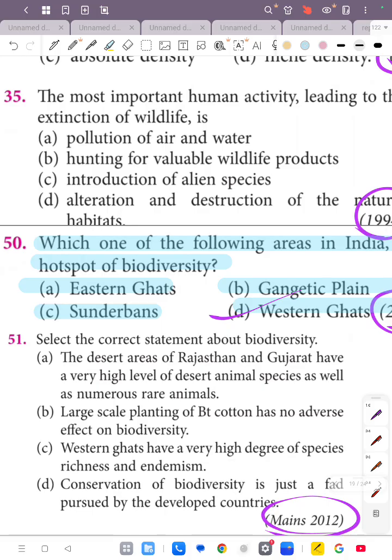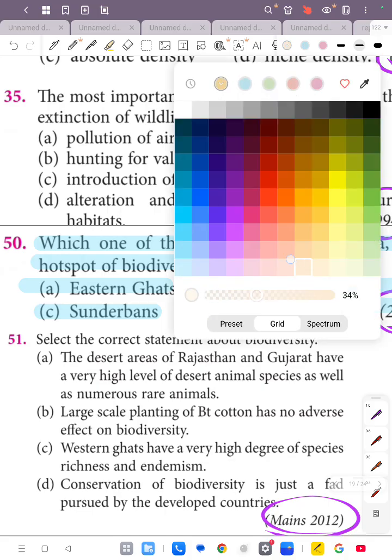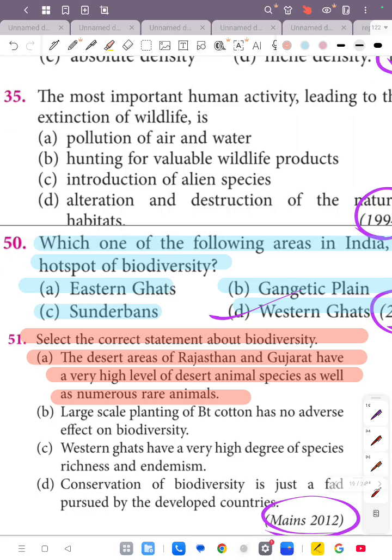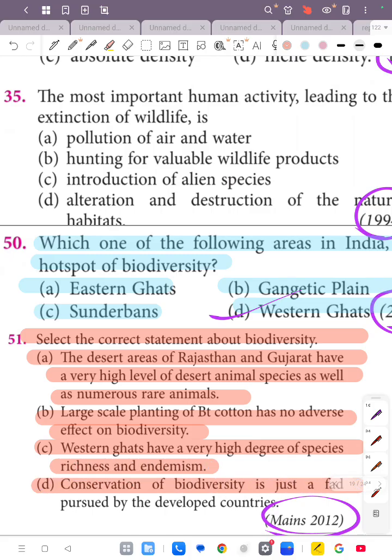One second, let me change the color quickly to red. Alright. Select the correct statement about biodiversity. Option A says, the desert areas of Rajasthan and Gujarat have a very high level of desert animal species as well as numerous rare animals. Option B is large-scale planting of BT cotton has no adverse effect on biodiversity. C is Western Ghats have a very high degree of species richness and endemism. D, conservation of biodiversity is justified, pursued by the developed countries.